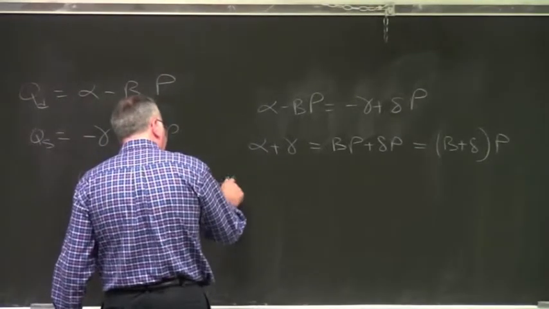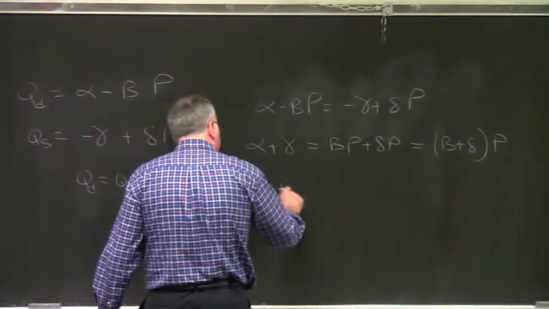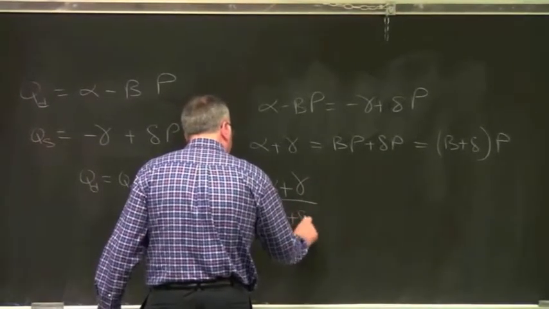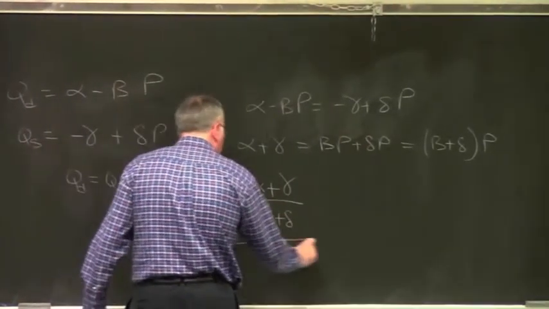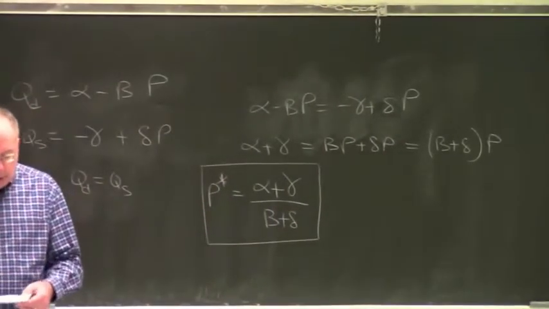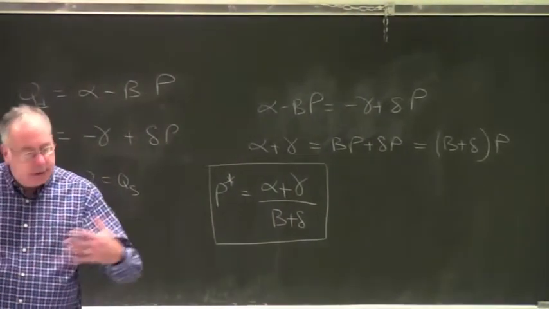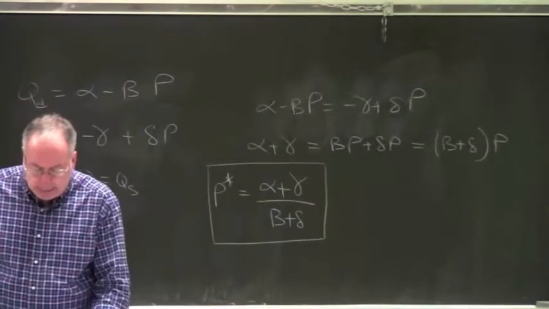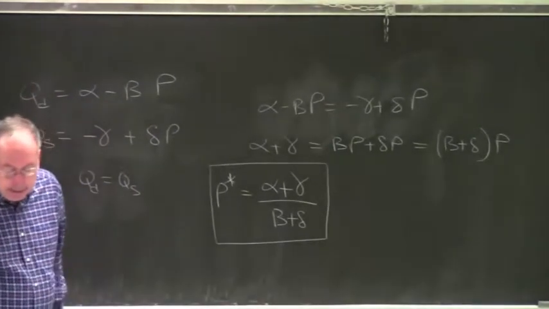P star is alpha plus gamma over beta plus delta. So that's the answer to part A. Solve for the equilibrium price means to solve price in terms of the parameters. Next, solve for the equilibrium quantity.